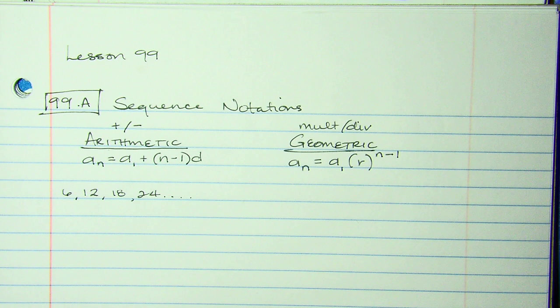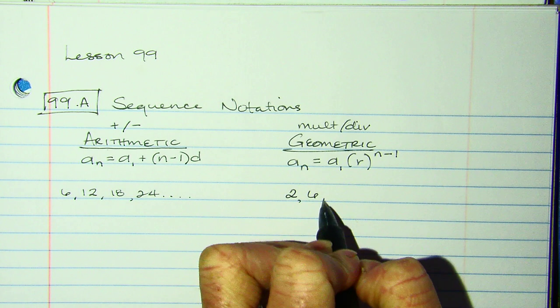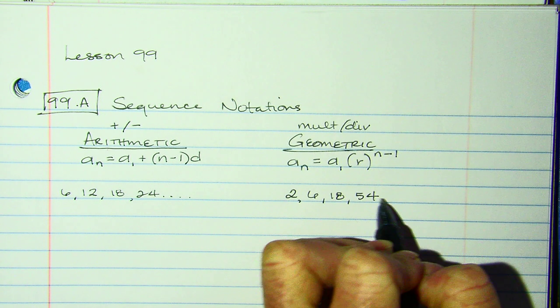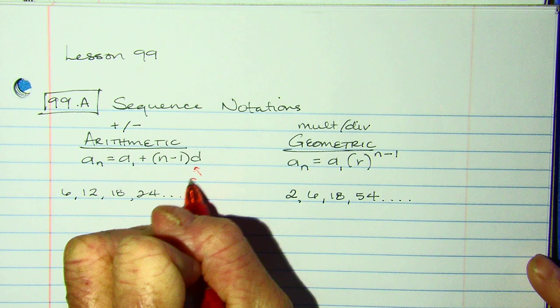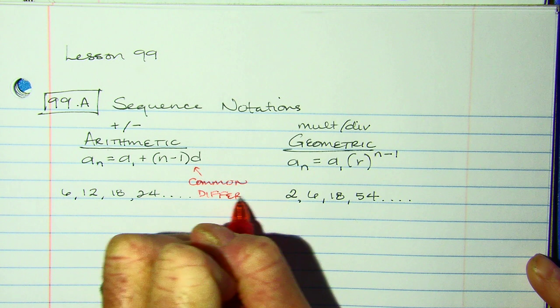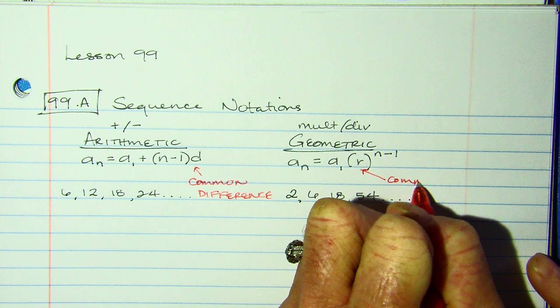Where a geometric sequence has been multiplied by the same. So it would be like 2, 6, 18, 54. In this case, a term has been multiplied by the same thing each time. So it doesn't have a common difference, it has a common ratio. This is just review: we call d a common difference, and we call r a common ratio.